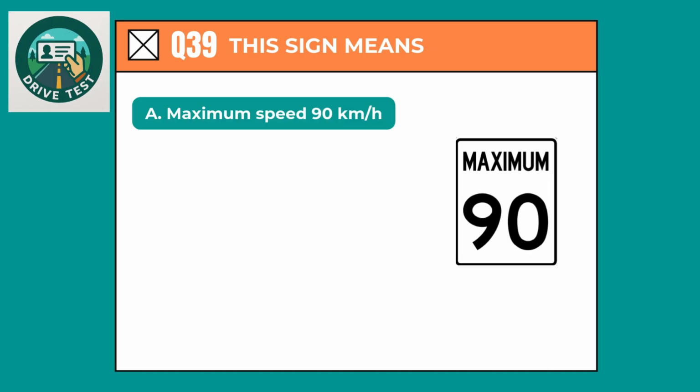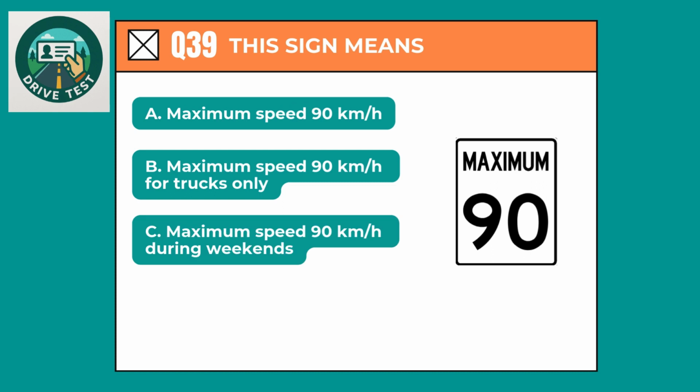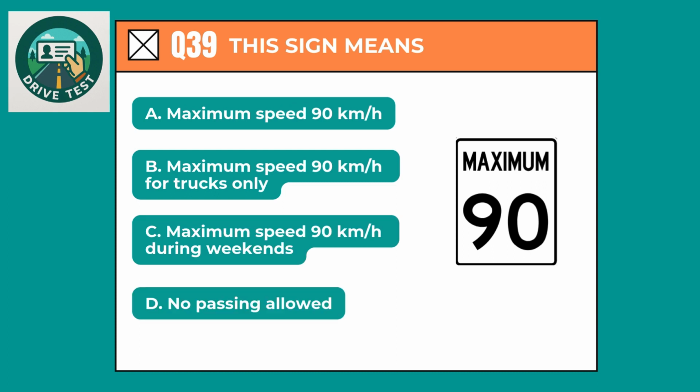Question 39. This sign means A. Maximum speed 90 km per hour. B. Maximum speed 90 km per hour for trucks only. C. Maximum speed 90 km per hour during weekends. D. No passing allowed. The correct answer is A, maximum speed 90 km per hour.